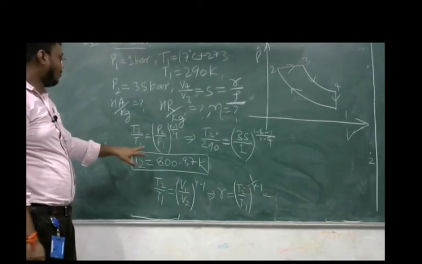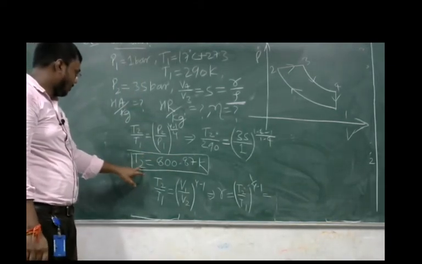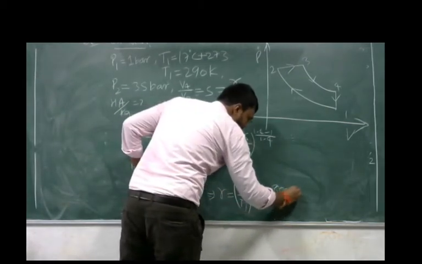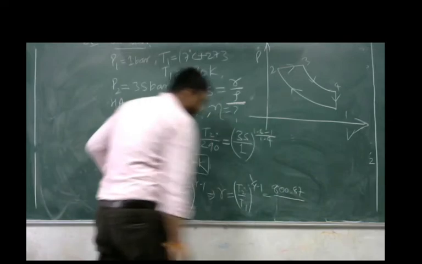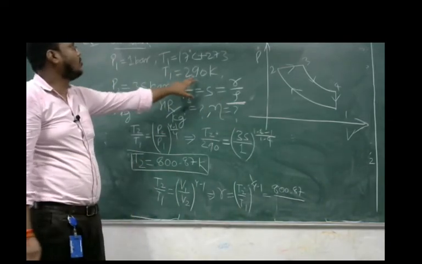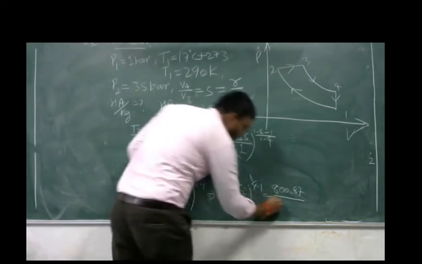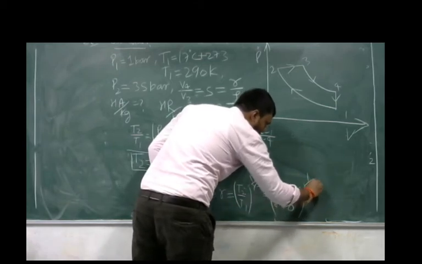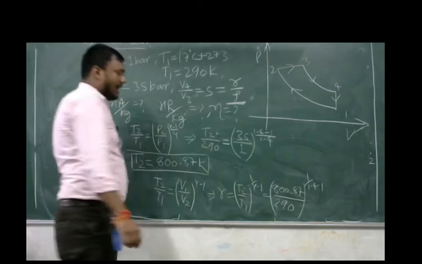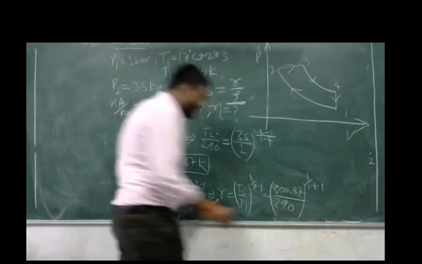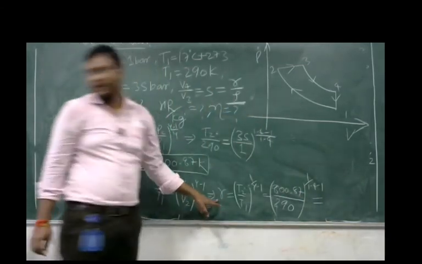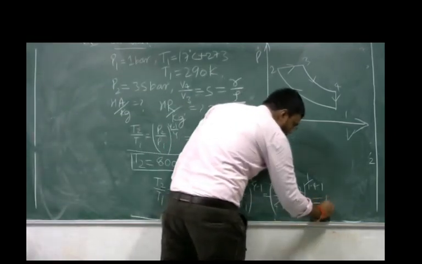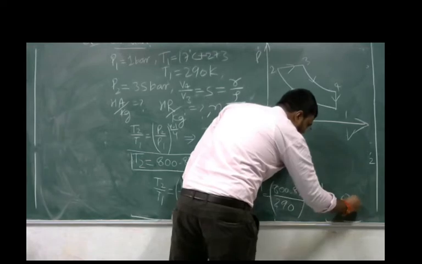Put all the values here. What is the value of T2? We have just got T2 equal to 800.87, divided by T1, which is equal to 290, to the power 1 by 1.4 minus 1. After calculating, you will get the value of r equal to 12.67.